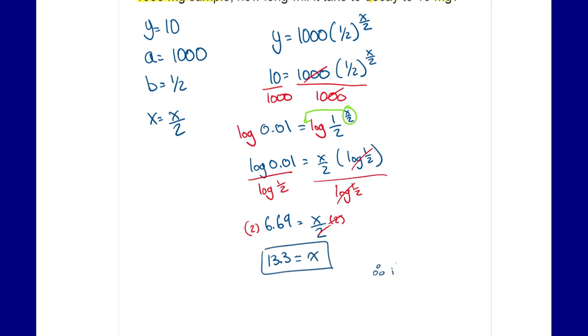So therefore, it will take 13.3 years to decay to 10 milligrams. And so again, similar idea, similar setup to when we had to solve for x with our exponential growth. Just in this case, we had a different factor or a different b value, but the steps were the same.